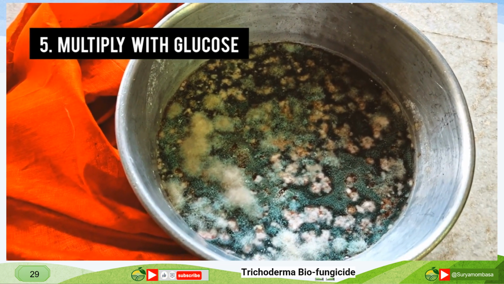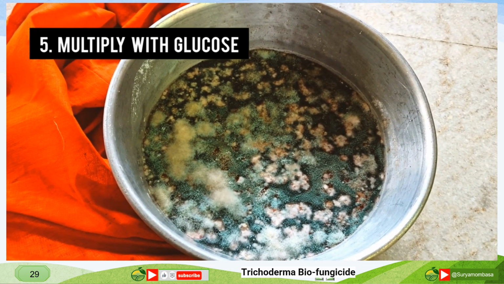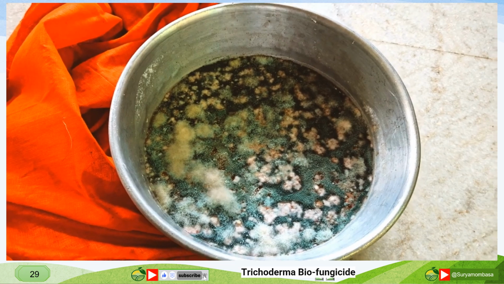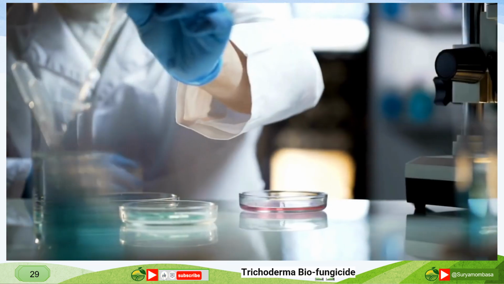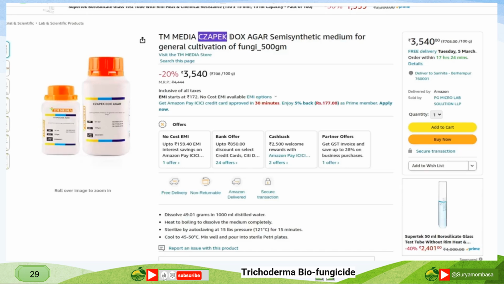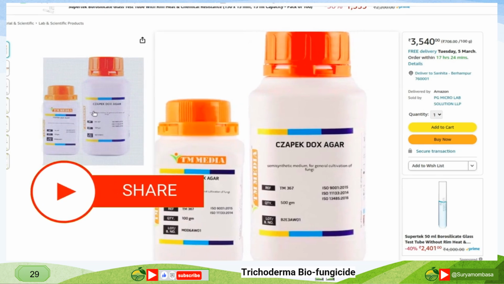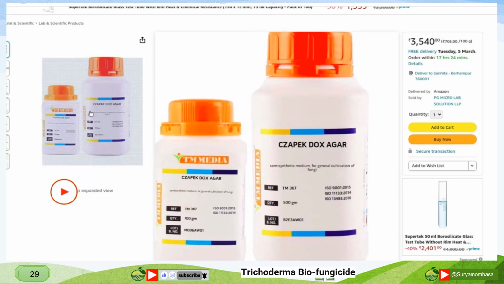By employing this technique, you can effectively propagate any beneficial fungi, Trichoderma, mycorrhiza, or any others. In an actual laboratory, scientists use a specialized growth medium known as Czapek Dox, but it is expensive. However, you can easily create a similar growing medium at home using common household ingredients, and you won't find this technique in any gardening videos on YouTube.